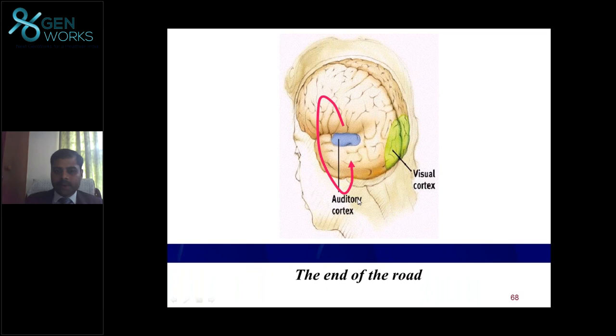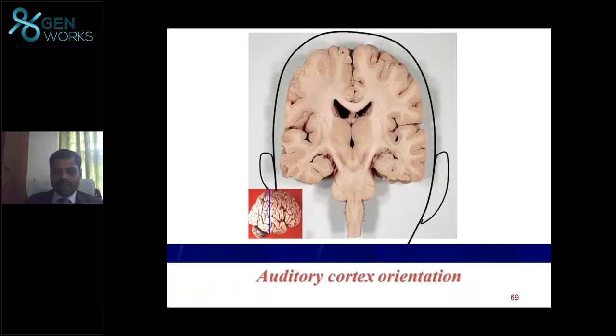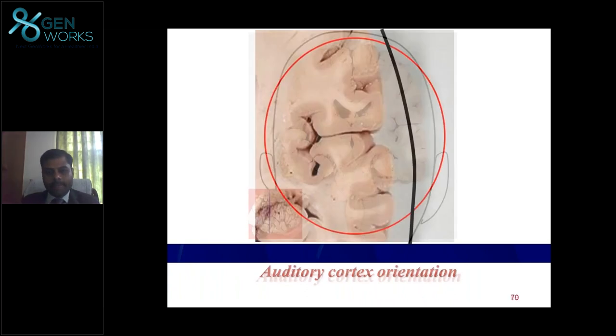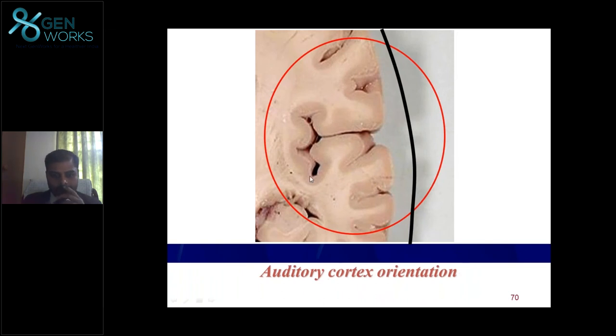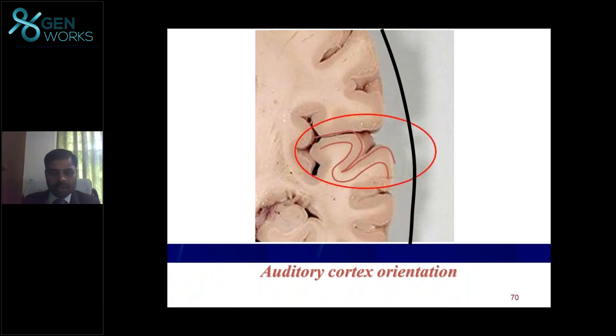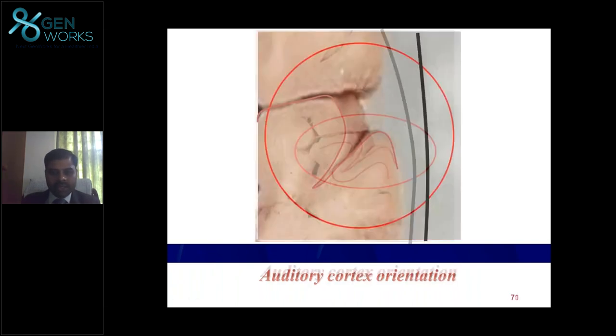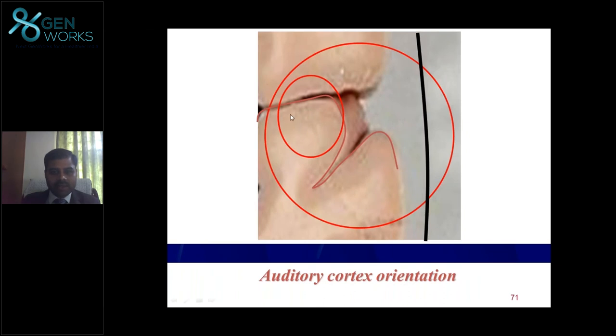Now, how do you assess the function of the auditory cortex? Look, the auditory cortex is right here. Okay, this is the auditory cortex in the brain. Any signal that reaches this part of the brain, you'll hear it as sound, right? Now, what does this auditory cortex contain? This is called the Heschl's gyri of the auditory cortex.